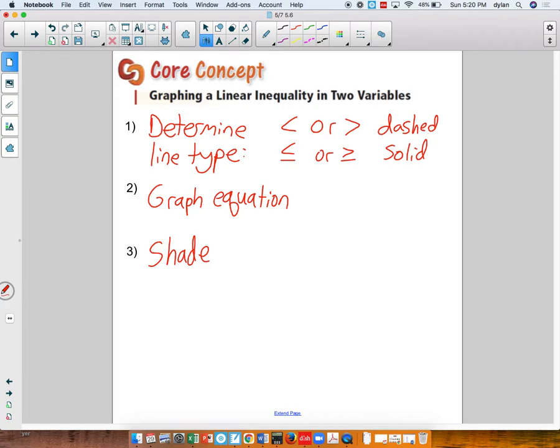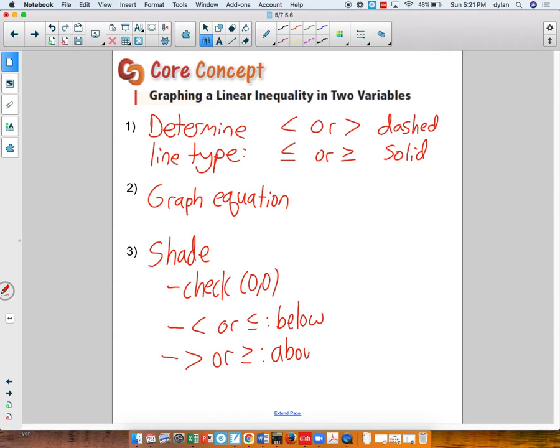And there's really 3 ways you can do this. One is the one that will always be correct, which is to check 0, 0. But 2 and 3 are sort of shortcuts as you start to get good at this. So if it's less than or equal to, generally speaking, you're going to shade below the line. And if it's greater than or equal to, generally speaking, you're going to shade above the line. However, this is only true after you've already solved for y. So you have to be a little bit careful not to look at the original equation, but instead look at it after you've solved to get y all by itself. And we'll look at an example of this now.